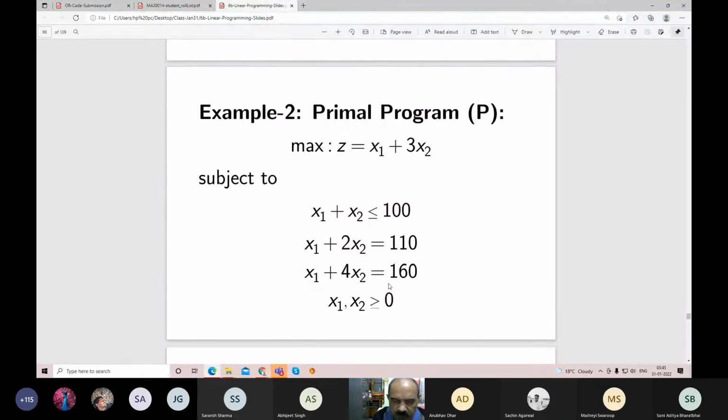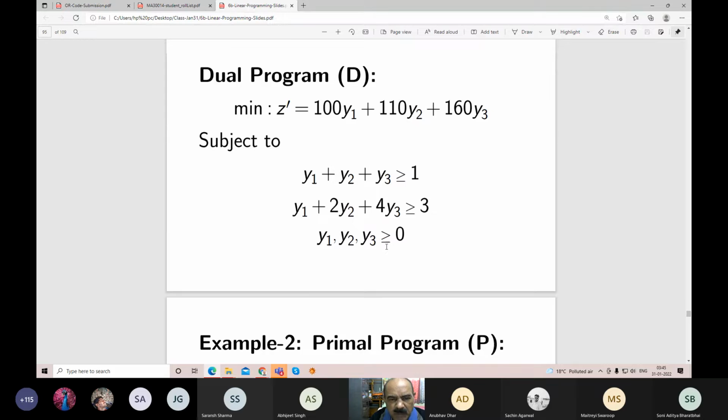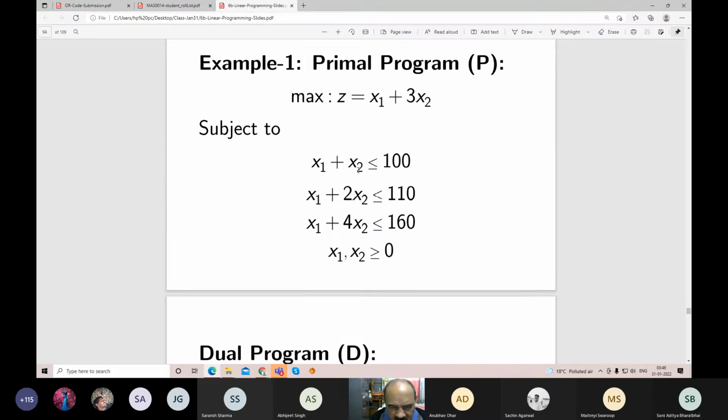What will happen? Please remember, whenever we find an equality constraint, with respect to the equality constraint there is a dual variable. That dual variable is a free dual variable. I am coming again to this problem. First constraint, second constraint, third constraint. With respect to three different constraints: with respect to the first constraint, we have a dual variable y1. With respect to the second constraint, we have a dual variable y2. With respect to the third constraint, we have a dual variable y3.